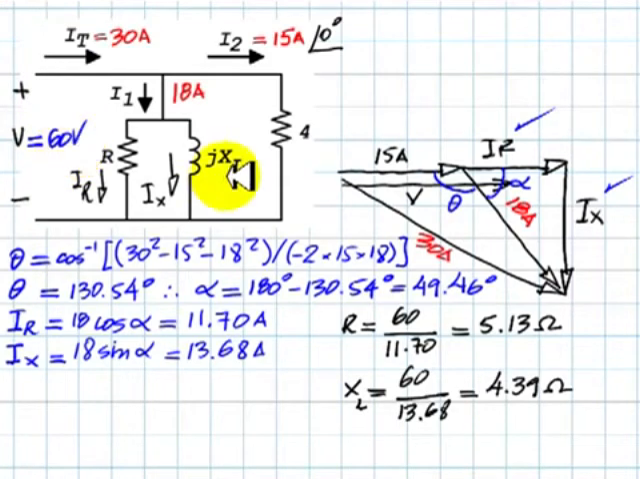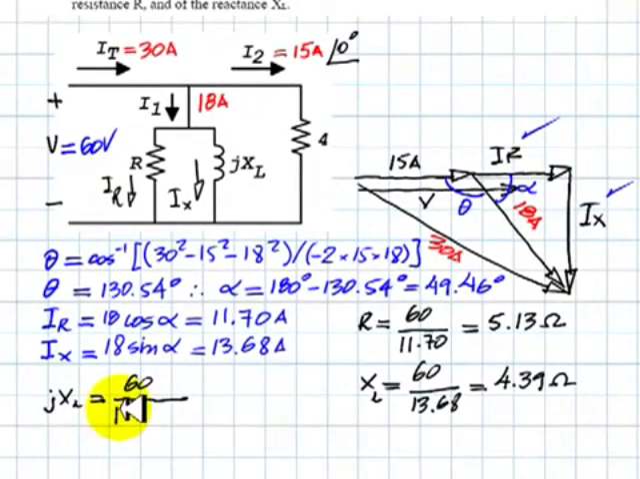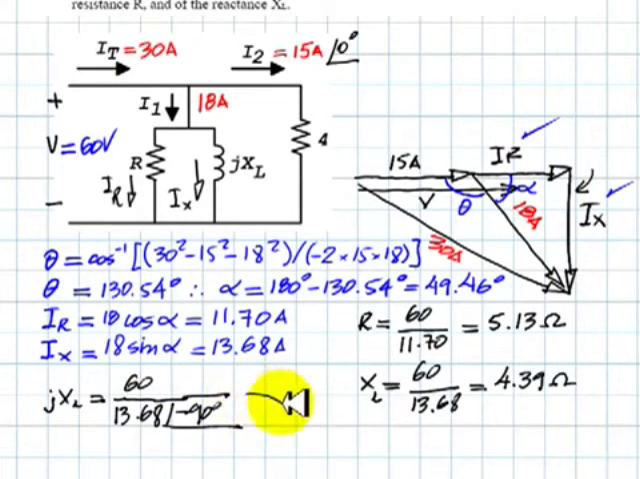But you say, the impedance of this one should be jXL. By all means, let's do it that way. We say, well, the impedance jXL would be the voltage 60, which we know is a real number, divided by the current, and that current has a value of 13.68 amps with an angle of negative 90 degrees. When you perform the operation, what you get is j times the reactance that you obtain.